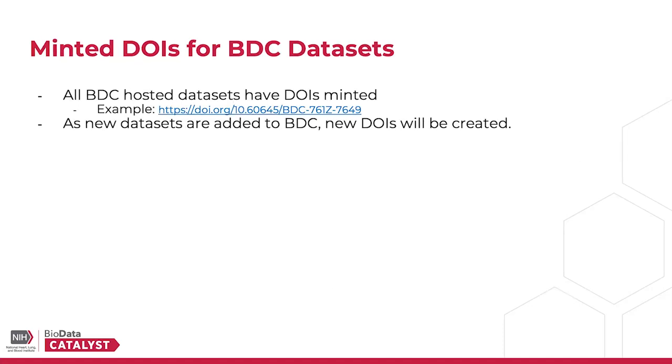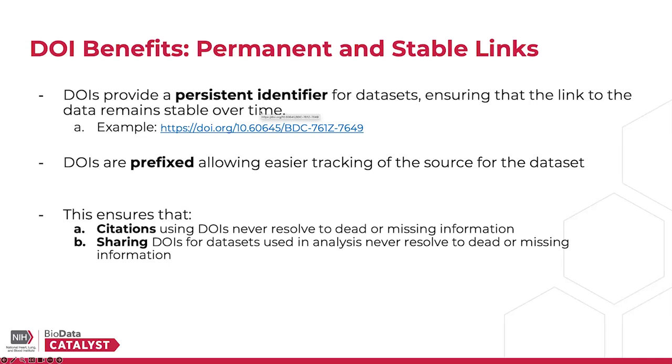So, like I said earlier, we have minted DOIs for all BDC data sets. There's an example right here. This link will resolve. I'm not going to click it right now because it'll take me out of the presentation. But as new data sets are added to BDC, so whenever we bring in a new study and that study's got multiple consents, we're going to create DOIs for each one of those. Now, this is just a hyperlink. So why do we care about these hyperlinks?